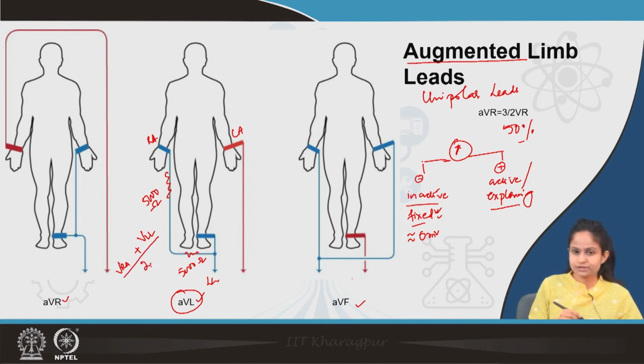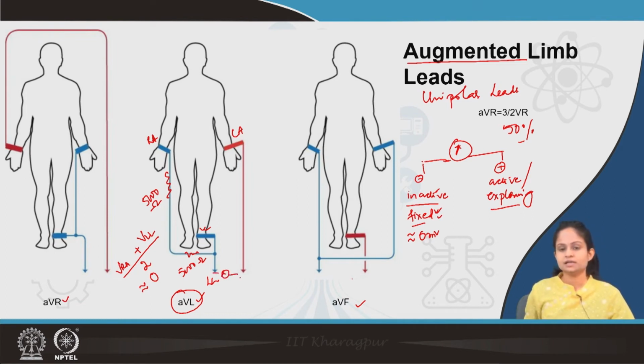So, this voltage will be so minimum that it will become close to 0 millivolt, and that is why this is considered to be the negative electrode. So, the positive electrode is the left arm, where it is connected to the voltmeter, and this is also called the exploring electrode. In this way AVR is also augmented and AVF is also augmented.